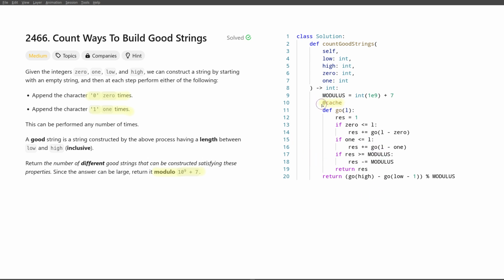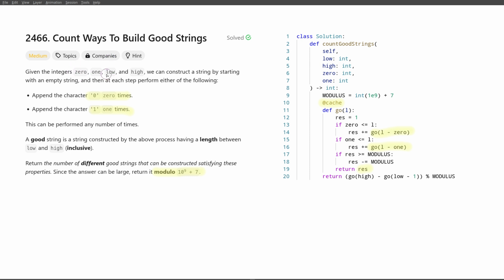So we add cache, we use the cache decorator in Python, and we write it in the straightforward fashion. So if we add zero, we recurse with the string shorter by this value zero, we recurse with the string shorter by this value one, and we return the sum of that as a result. Of course, those are not all the details, and now the second pattern is in those details.